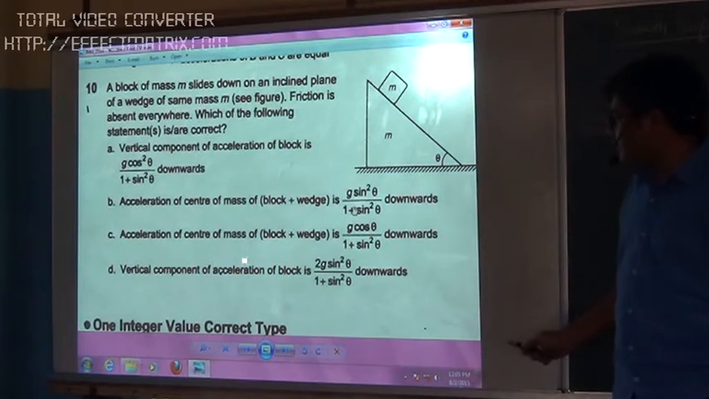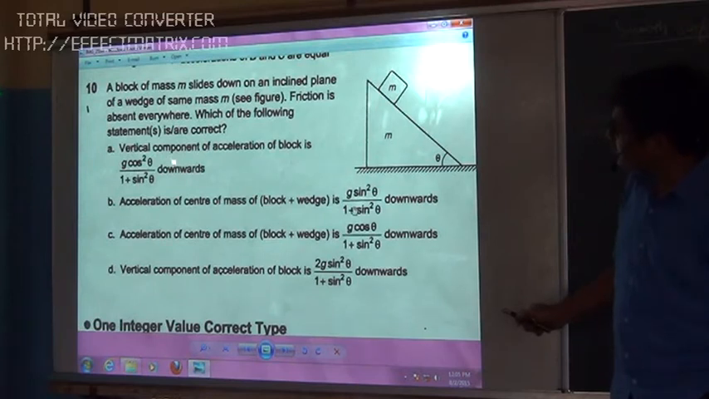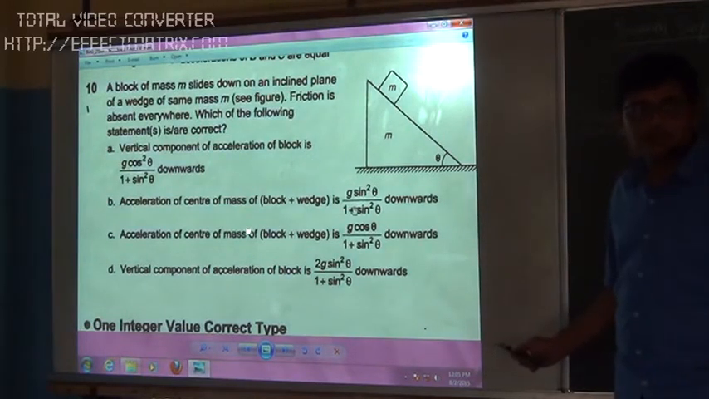The vertical component of acceleration of the block is 2g sin square theta upon 1 plus sin square theta downward. The vertical component of acceleration of the block is given in 2 options, option A and option D. Same vertical component of acceleration of the block. So which of these options are right, he is asking.